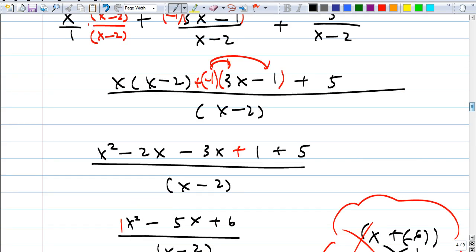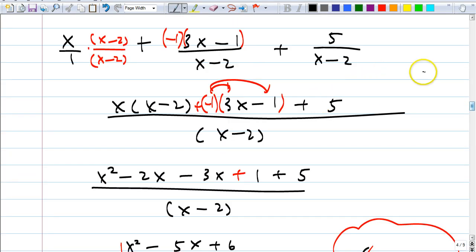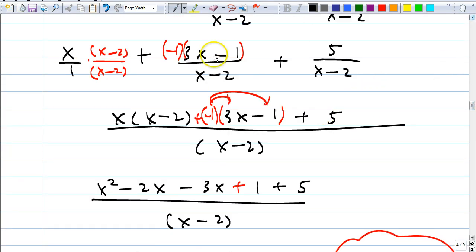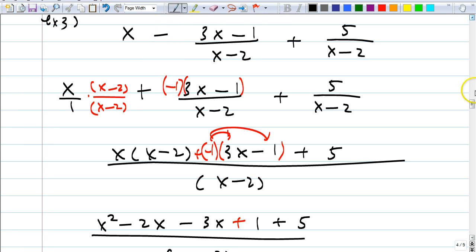A lot of you forgot to distribute this negative 1 to the second fraction when you change this to addition right here. It becomes plus negative 1 times this binomial. Make sure that you get negative 3x plus 1 here. A lot of you left it as still negative 1, then you're just subtracting the first term, not the whole second fraction. Okay. May I move on to the next example? Okay, good.